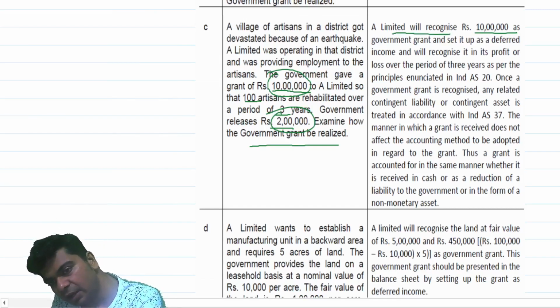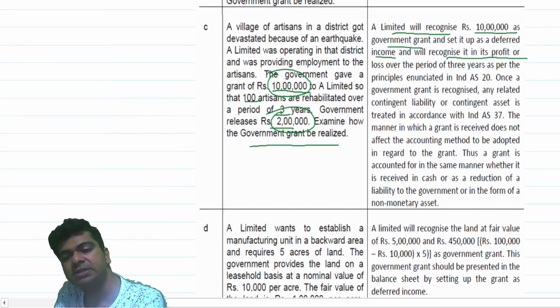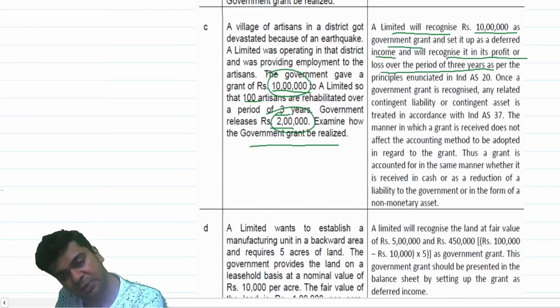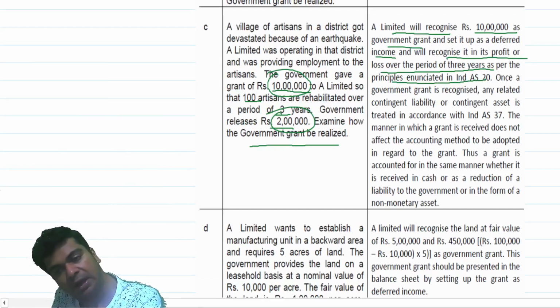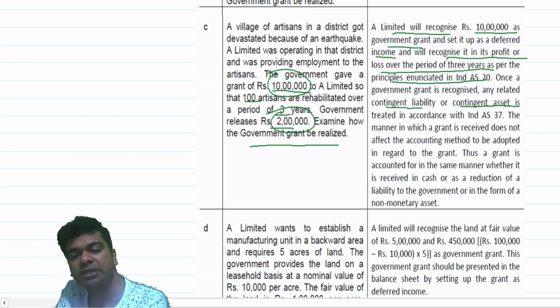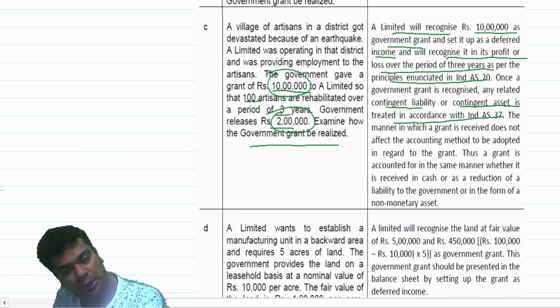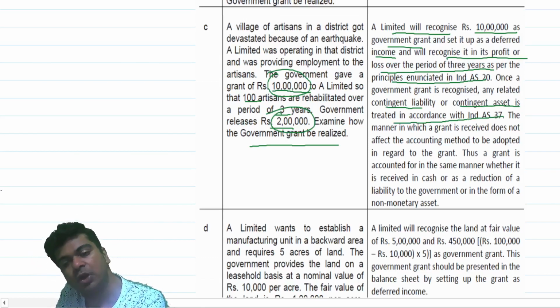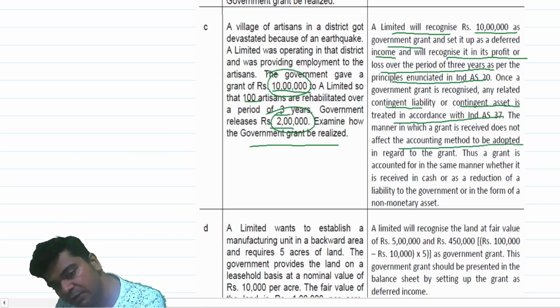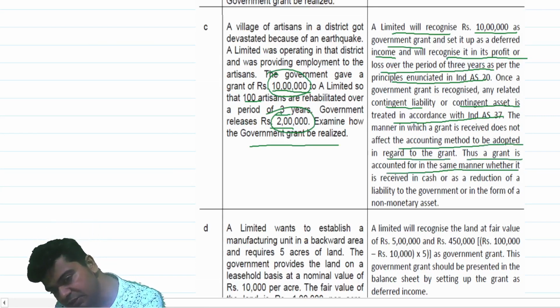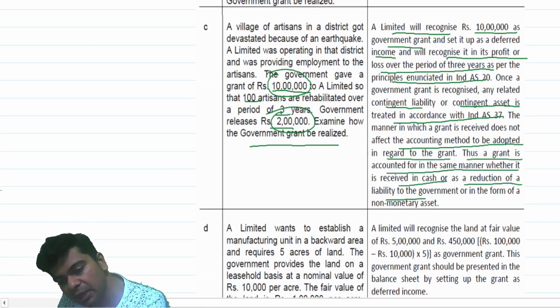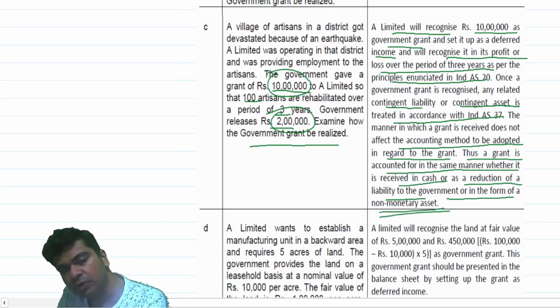A Limited will recognize rupees 10 lakhs as government grant and set it up as a deferred income and will recognize it in its P&L over a period of 3 years as per the principles enunciated in Ind AS 20. Once a government grant is recognized, any related contingent liability or contingent asset is treated in accordance with Ind AS 37. The manner in which grant is received does not affect the accounting method to be adopted in regard to the grant. Thus, a grant is accounted for in the same manner whether it is received in cash or as a reduction of a liability to the government or in the form of a non-monetary asset.